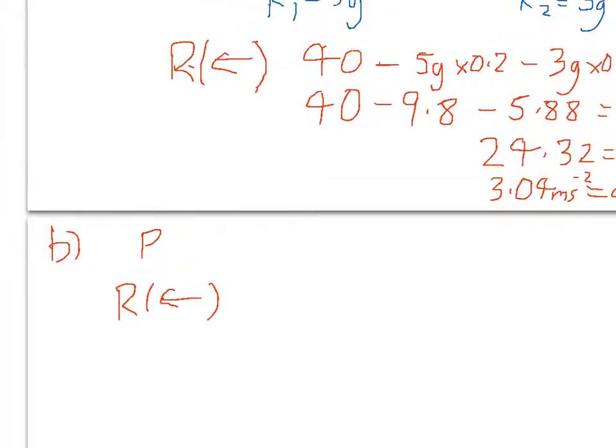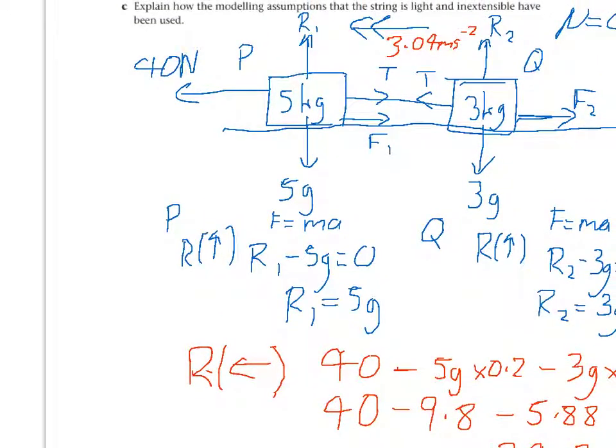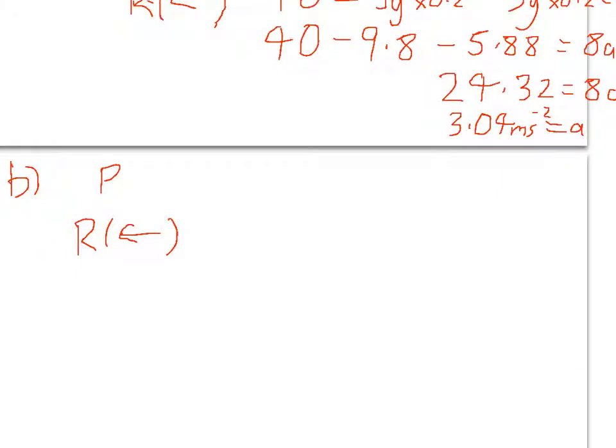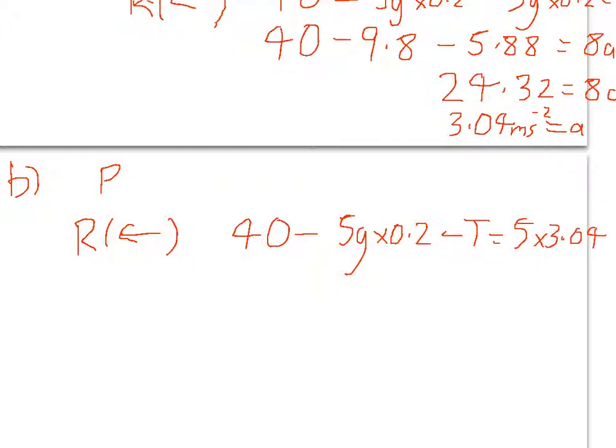So we look back at our diagram, we've got the 40 acting in that direction, and acting against it is the tension and the friction. So we've got 40 minus 5g times 0.2, which is your friction, minus the tension. Now we know what the acceleration is because we found it in the last part, so it's going to be just 5 now times 3.04. It's only 5 because we're looking at just particle P.